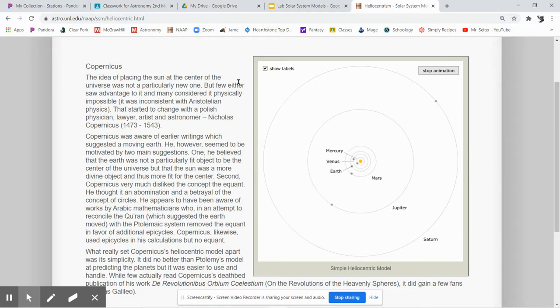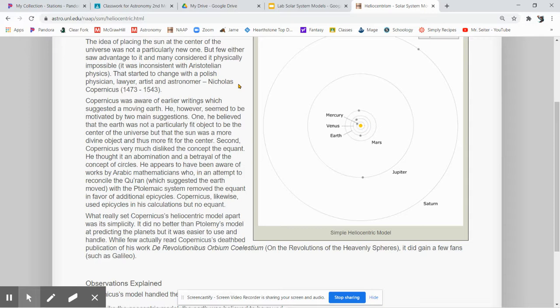That started to change with a Polish physician, lawyer, artist, and astronomer, Nicholas Copernicus. Copernicus was aware of earlier writings which suggested a moving Earth. He, however, seemed to be motivated by two main suggestions. One, he believed that the Earth was not a particularly fit object to be the center of the universe, but the sun was a more divine object and thus more fit to be the center. Second, Copernicus very much disliked the concept of the equant. He thought it was an abomination and a betrayal of the concept of circles.